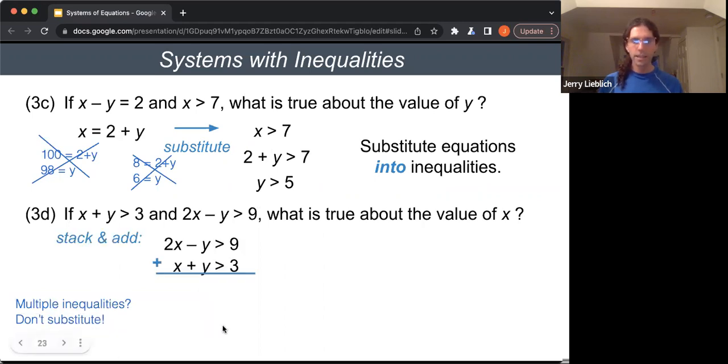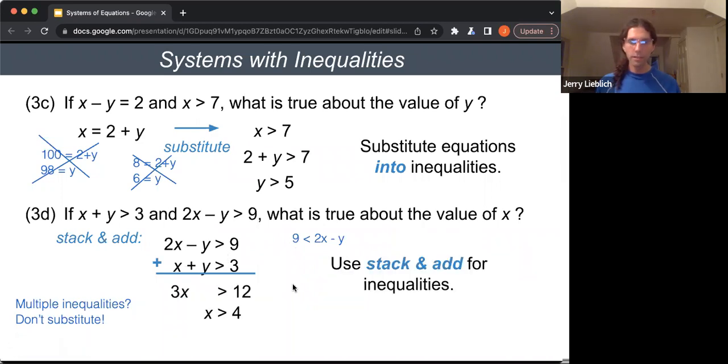Instead, I'm going to stack and add. I need to make sure my signs are pointing in the same direction. If they're not, I need to turn one around, either by multiplying it by -1 or by just flipping it, right? So if 2x minus y is greater than 9, I could say 9 is less than 2x minus y, for instance. Once I have my signs pointing the same direction, I can add them together.